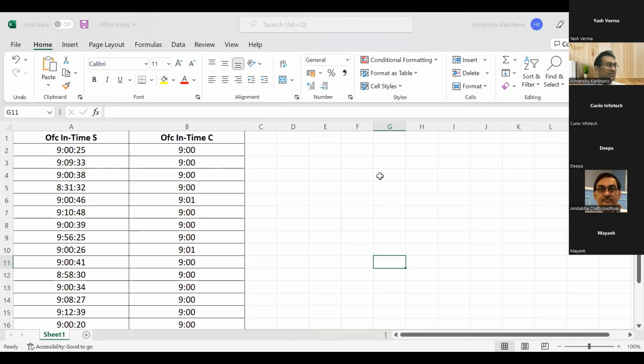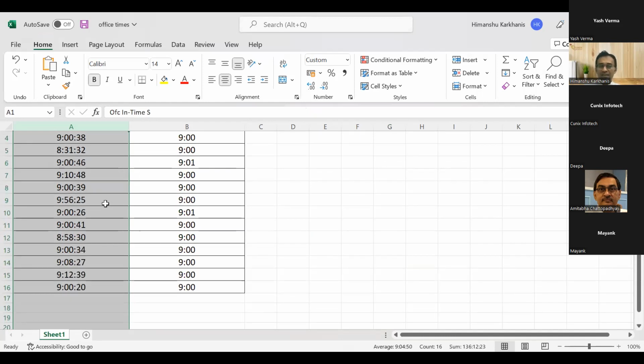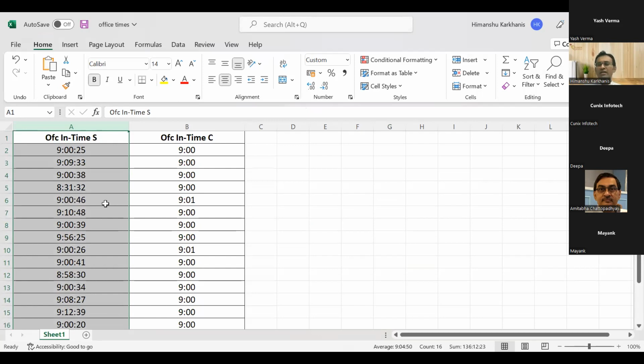If you can see an Excel sheet, these are the office times. As you can see, this is hours, then minutes, and then seconds. And obviously, you can't be in office at the same time every day because there will be variations. But let's see for this data. We have roughly 16 points. Let's see what kind of variation there is, and how we can find out if there's variation only because of common causes or because of some special causes. Let's try to find out, and we will use this data.